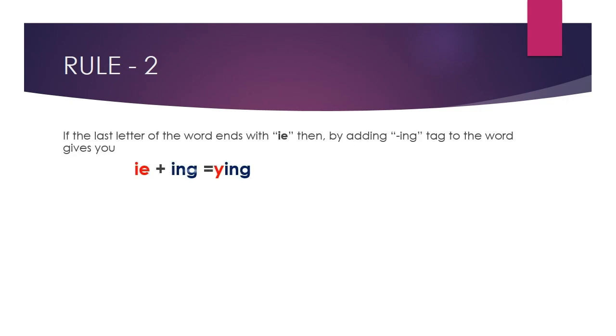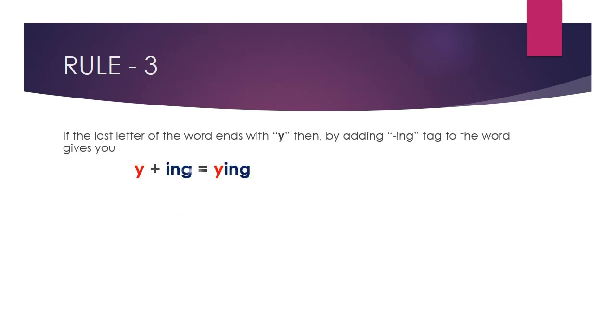Rule 2. If the last letter of the word ends with ie, then by adding ing tag to the word gives you ie plus ing is equal to ying. For example, die is equal to dying, lie is equal to lying, tie is equal to tying.